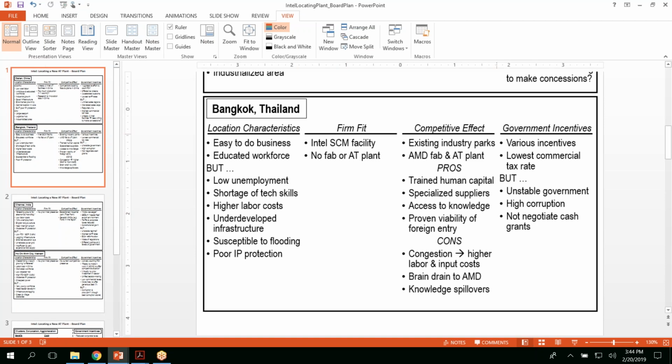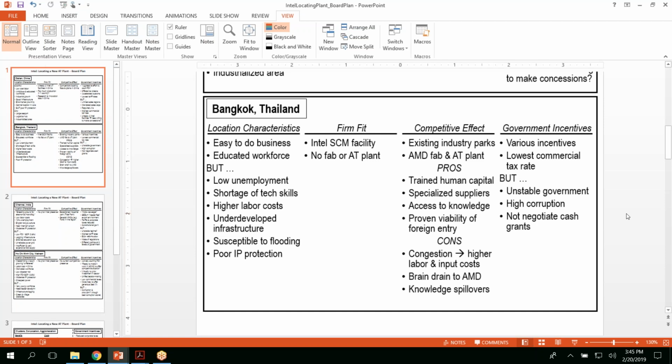Finishing up Thailand, you might also talk about the government incentives. One of the big things here, which I believe does come up in the decision in the end, is that the case study sets a relatively unstable government. If you look at Exhibit 5, it has a high corruption index rating. And they've already said they're not going to negotiate cash grants. So they do not have a lot of incentive. They already have a semiconductor fab and assembly and test plant in Bangkok, so what is their incentive to pay for that?